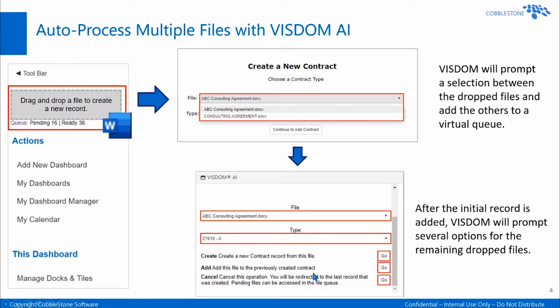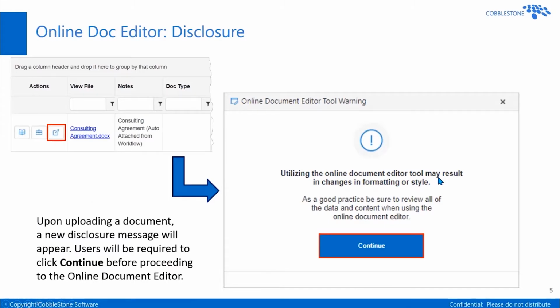Okay. That's the new option. It's going to prompt you to choose the priority in which the documents are processed and queue the rest of them and add them, and you can process them afterwards. Let's move on forward to the online document editor.